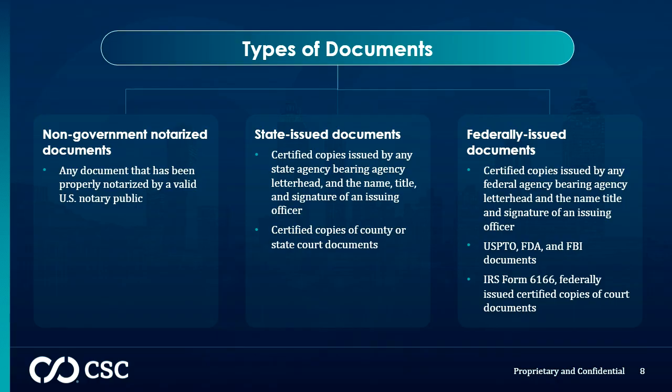And then we have federally issued documents. Those can be something like an FBI fingerprint report, or something like an IRS form, a residency certificate, or even U.S. patent and trademark copies that need to be apostilled or legalized.